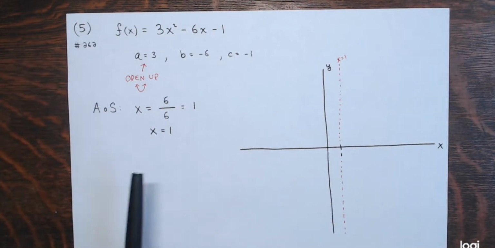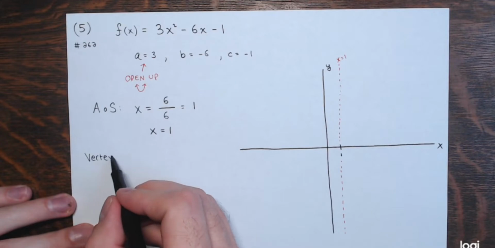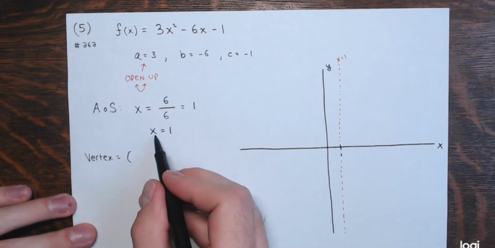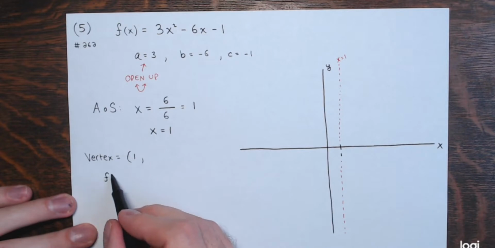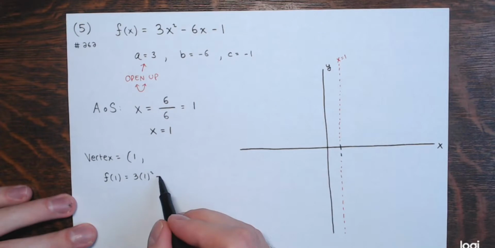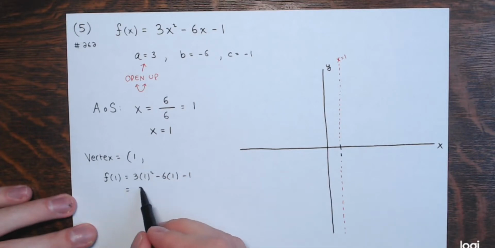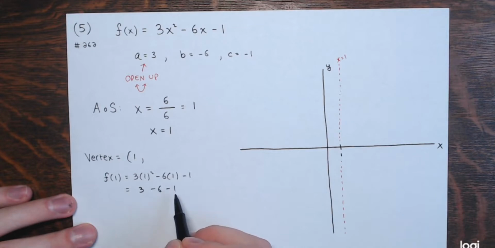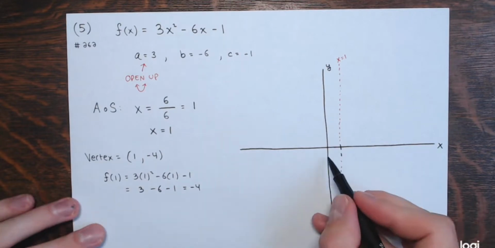Alright, now that I have the axis of symmetry, I should be able to find the vertex of this parabola pretty easily. It's going to have an x-coordinate of 1, and then the y-coordinate will be f of 1. So 3 times 1 squared minus 6 times 1 minus 1, that's 3 minus 6 minus 1, that's negative 4. So input 1, output negative 4.